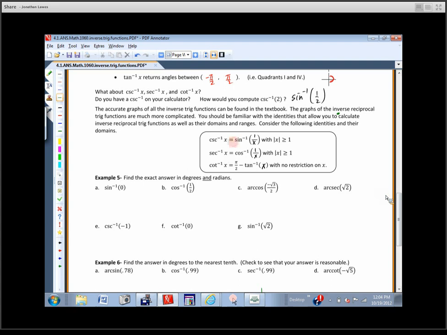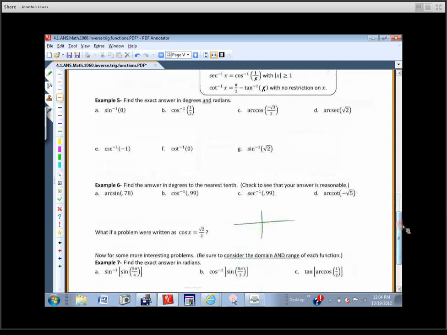Okay, so if you're dealing with the inverse of one of the reciprocal trig functions, the trick is, for the most part, flip over the ratio and then do either sine or cosine. If it's tangent, then you've got to be a little more on top of things. Okay, so let's take a look at example 5.